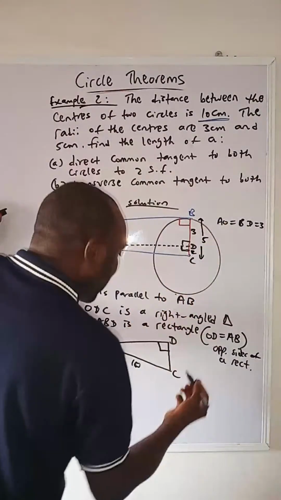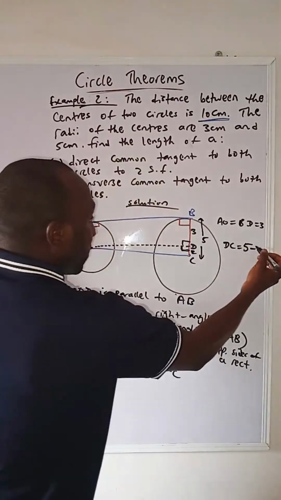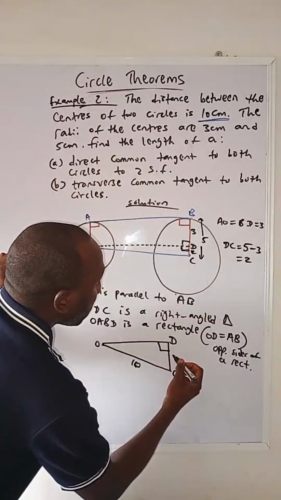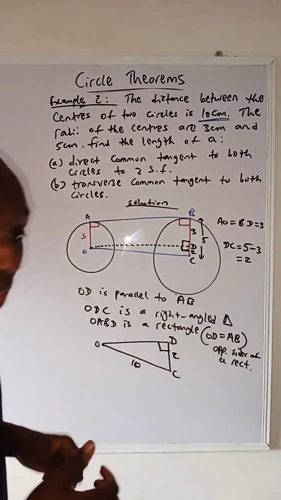So for me to get DC, I'm going to say that DC is equal to 5 minus 3, which is 2. So this is 2. Hope that's okay.